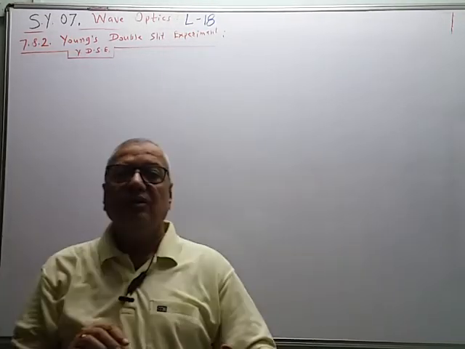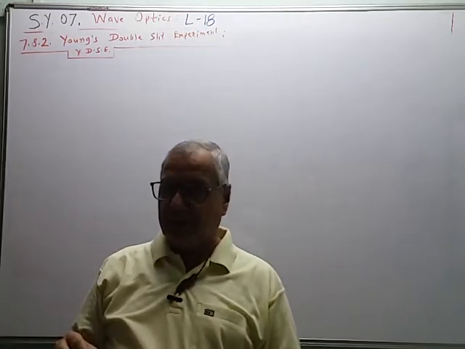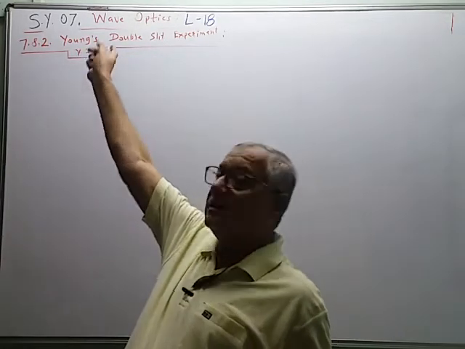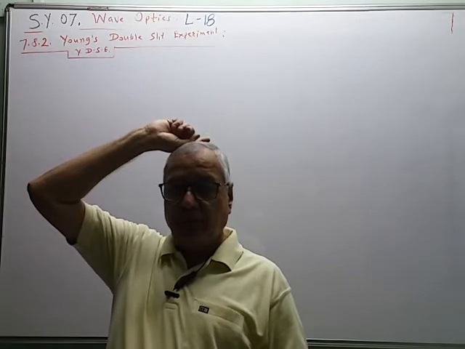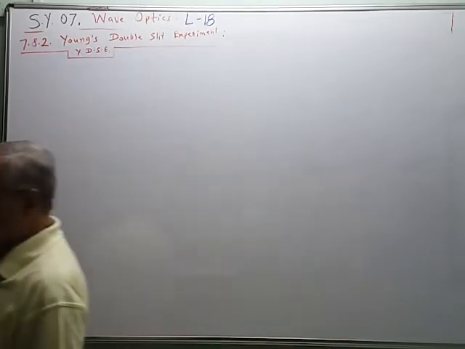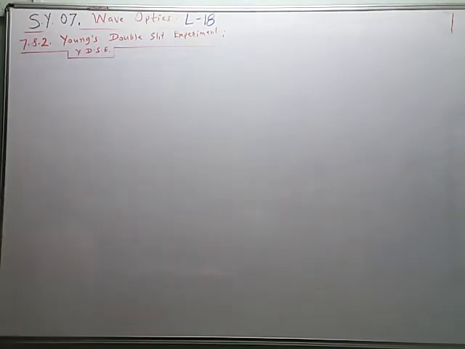And second one is Fresnel's biprism experiment. It is suggested by the scientist Fresnel. It is suggested by the scientist Young. Their names are given. We know about Young. Young has given the modulus of elasticity, Young's modulus. The name is given like this.